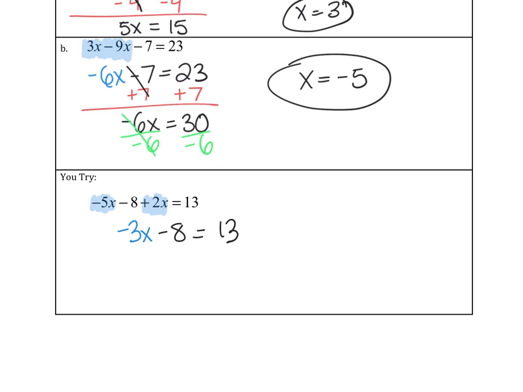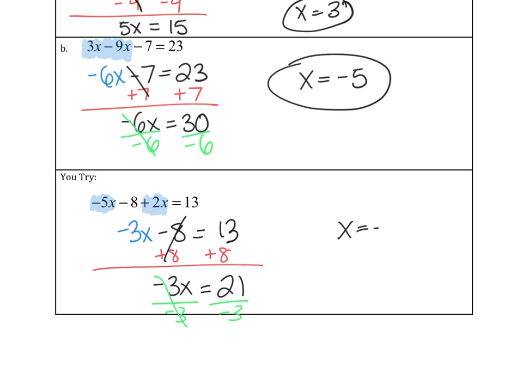Next, I'm going to get rid of the adding and subtracting. Since it's minus 8, I'm going to add 8 to both sides. When I do that, the 8's go away, and I have negative 3x equals 13 plus 8, which is 21. And then remember, negative 3x is the same as negative 3 times x. So to undo times, I'm going to divide both sides by negative 3, and I'm going to keep the negative sign with it. So when I do that, I get x equals 21 divided by negative 3 is negative 7.